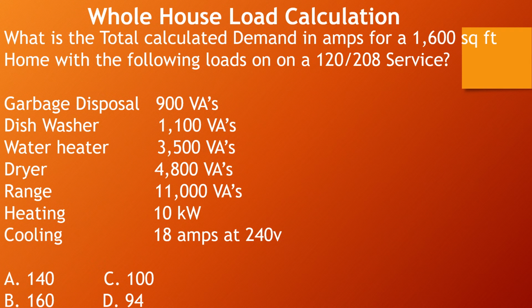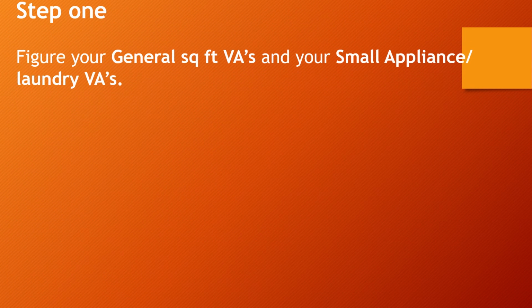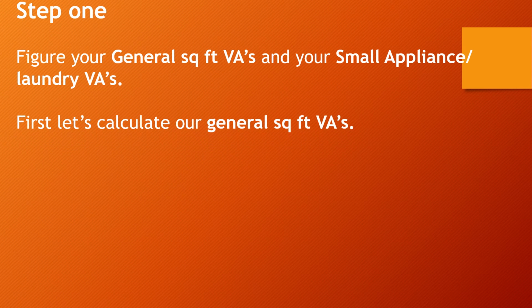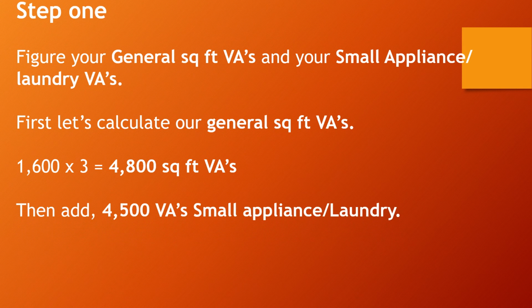We're going to do a little bit different with our calculation at the end to figure that out than we would from a normal single phase. Step 1, you always figure your general square foot and your small appliance laundry VAs. First, you're going to calculate your general square foot VAs. 1,600 square feet multiplied by 3 is going to give you 4,800 square foot VAs. Then you're going to add your 4,500 VAs for your small appliance and your laundry circuits.